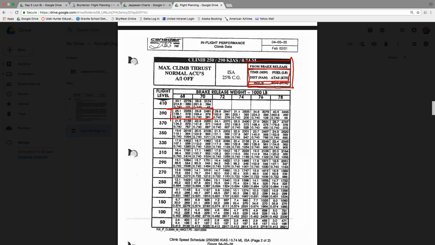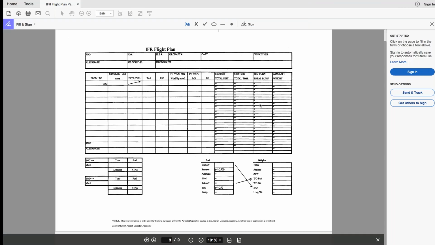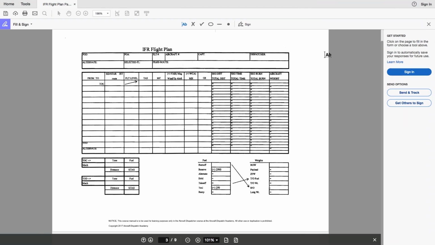Lot bigger than I normally see. 403 knots. Okay, with this information, do we account for winds on climb and descent? No. Okay. That's a big thing. Okay.